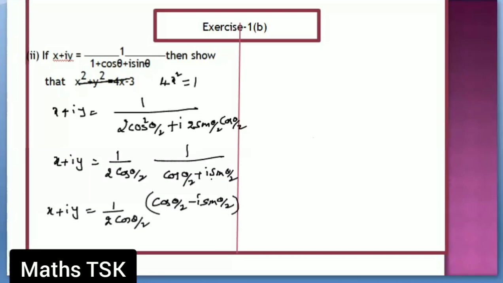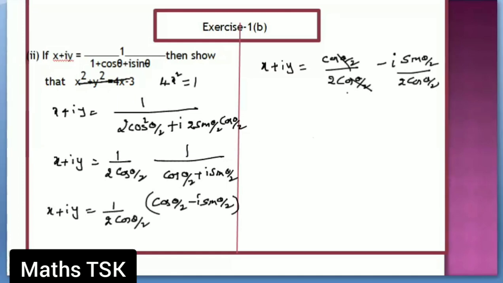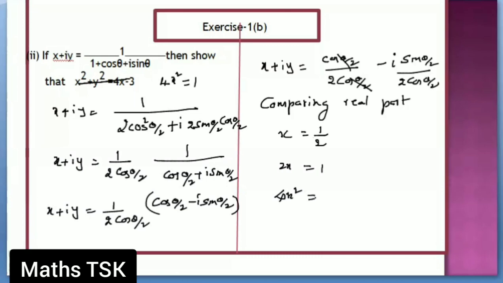So formula 1 by cis theta is cis minus theta. Okay, so divide within the 2 cos theta by 2. We will get x plus iy is equal to cos theta by 2 by 2 cos theta by 2, and then minus i into sin theta by 2 by 2 cos theta by 2. So this gets cancelled. When you compare real parts, the real part here on LHS is x, and the real part on RHS is 1 by 2. Therefore 2x is equal to 1, 4x square is equal to 1, 4x square minus 1 is equal to 0.